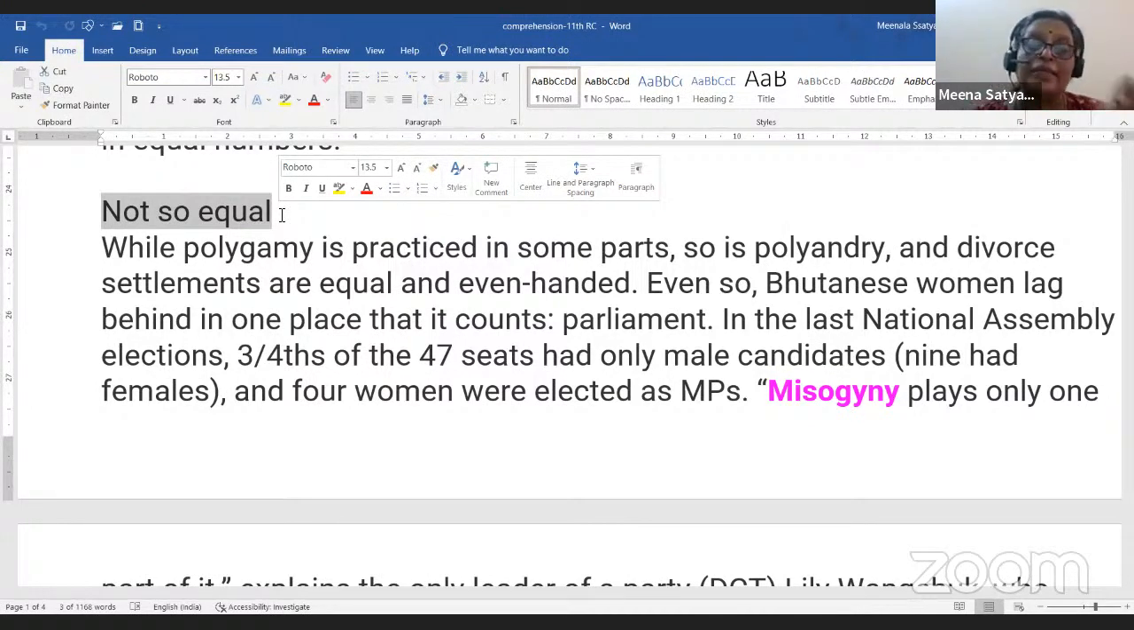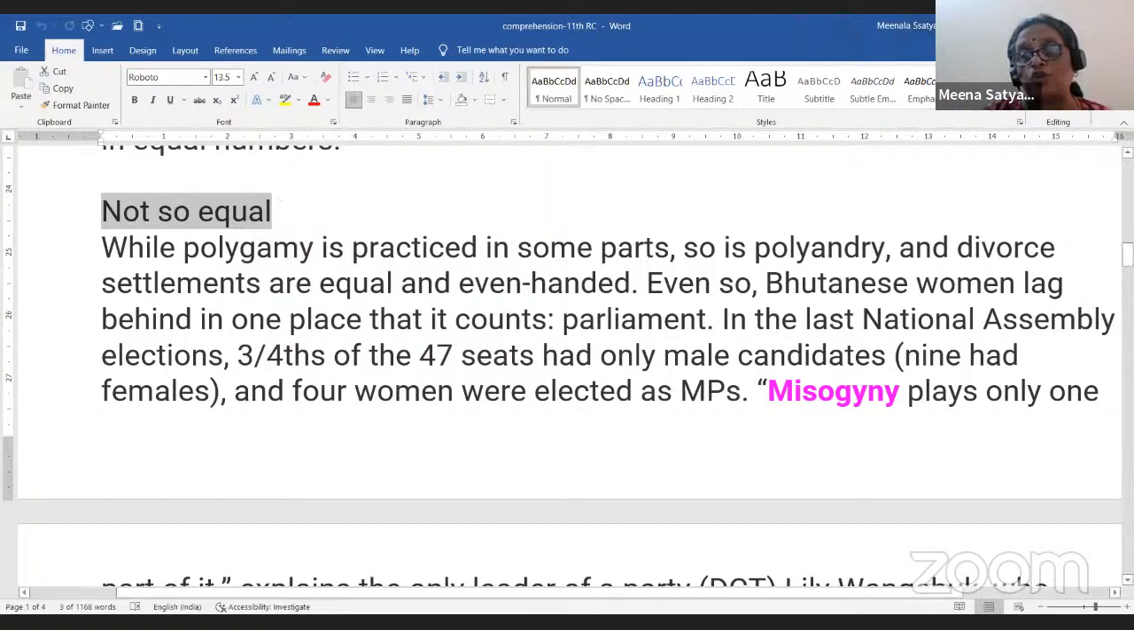So Bhutanese women lag behind in one place. It counts parliament. In the last National Assembly, three-fourths of the 47 seats had only male candidates. Nine had female candidates, and four were elected as MPs. So you cannot say there was no female representation at all. So polygamy is practiced, polyandry is practiced, and therefore women are there in the parliament. It might not be a majority.